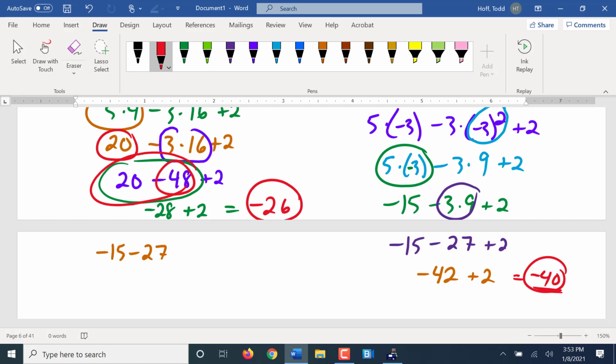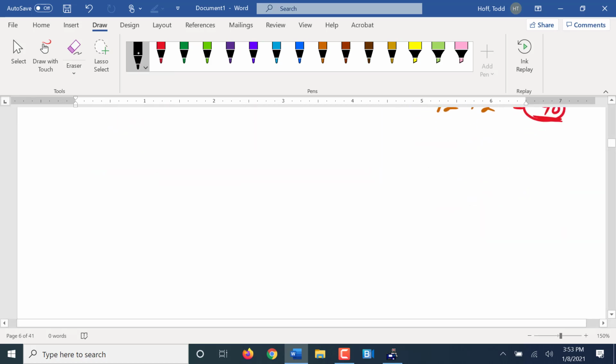So the negatives are coming into play here. So one of the things I want to do before we go is to take a quick review of our operations with negatives.